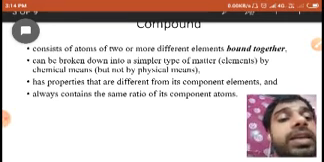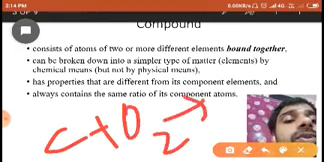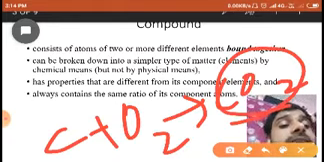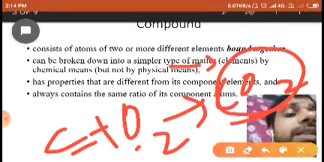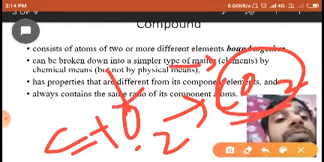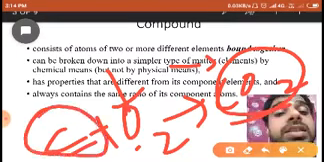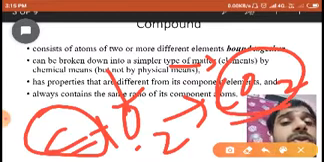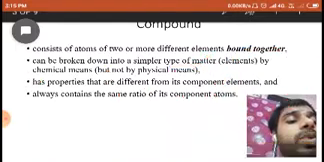If I write here again C plus O2, CO2, this is a compound. This compound has different properties from its components. Carbon dioxide extinguishes fire, oxygen is a supporter of fire, and carbon acts as a fuel. So that's why a compound has properties that are different from its component elements.